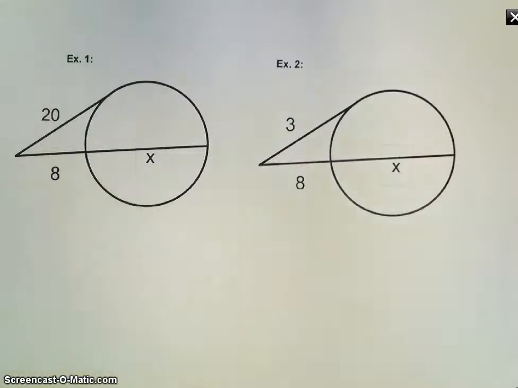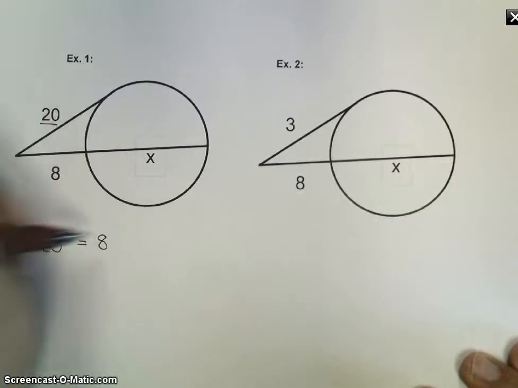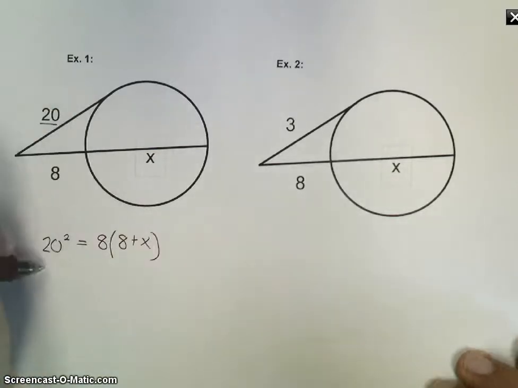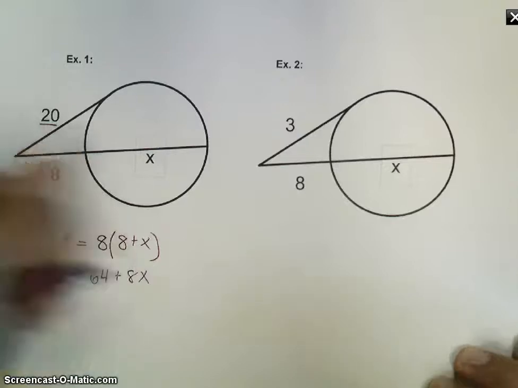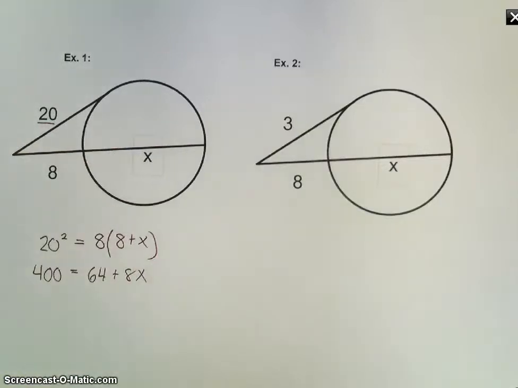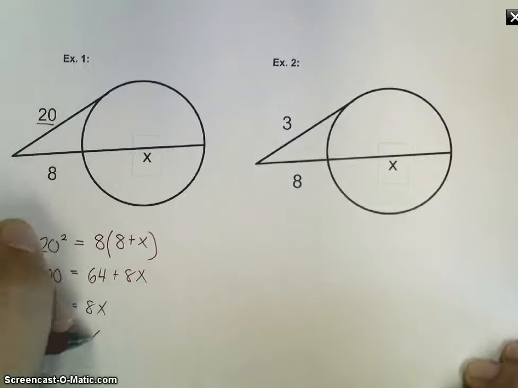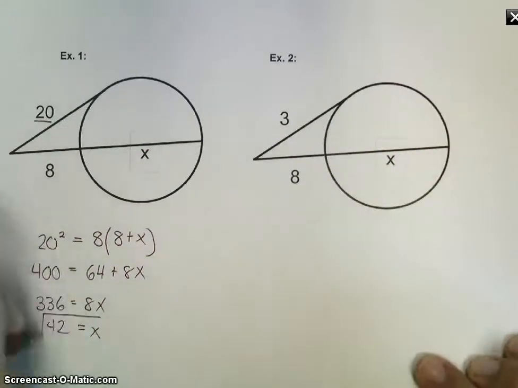A couple more examples using this here. Again, my tangent segment is 20, so my tangent segment squared will always equal the outside segment of my secant times the entire length of my secant, so 8 plus x. Solving this, I get 20 squared, that's 400, equals 64 plus 8x. We're going to solve this by subtracting 64 on both sides. 336 equals 8x. Therefore, x will equal a grand total of 42.